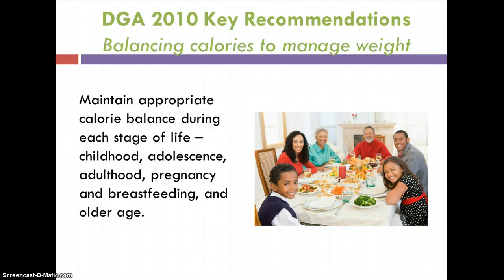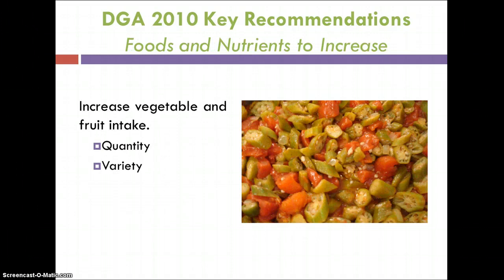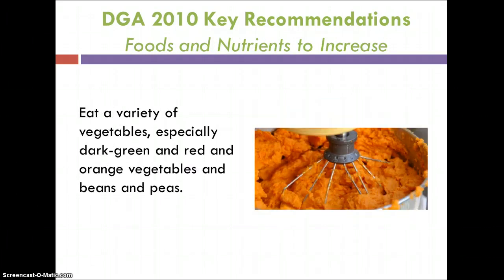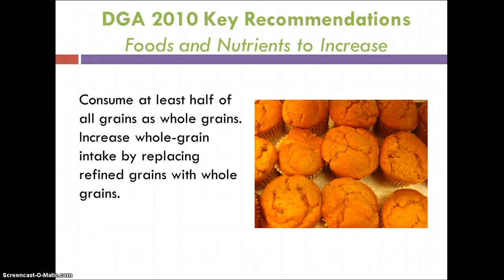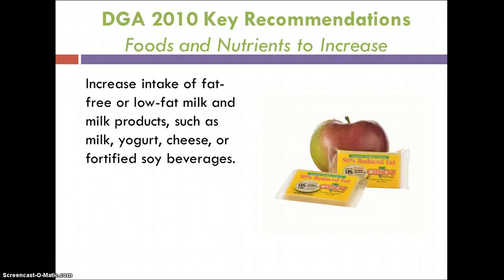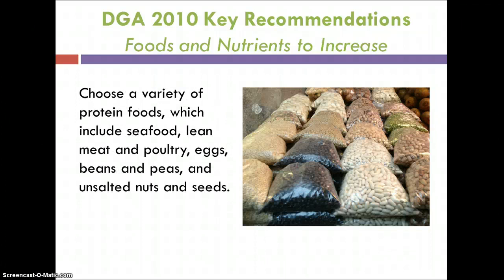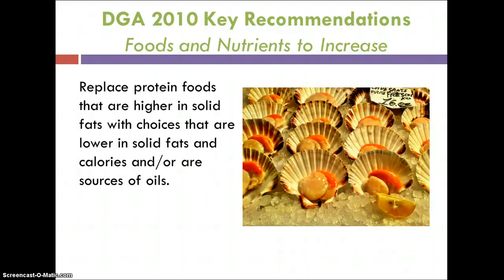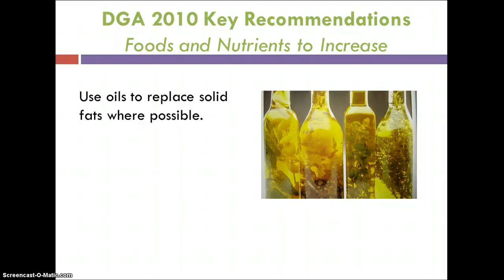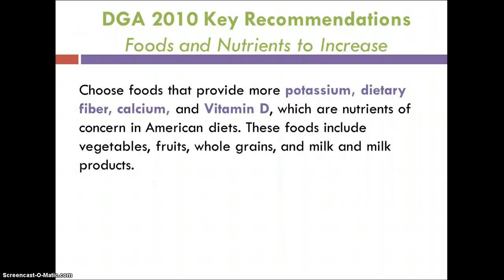Maintain this balance throughout the life cycle. Quantity and variety of vegetables. Eating a variety of vegetables. Half of the grains should be whole grains. Low-fat dairy, variety to include legumes, seafood. I'm doing this so hopefully you can memorize it. Replace proteins that contain solid fats with the lower fat versions. Replace solid fats with liquid oils. Increase potassium, fiber, calcium, and vitamin D.